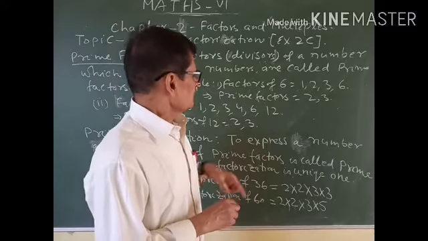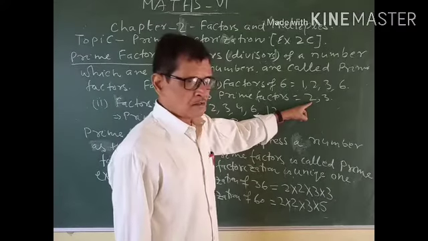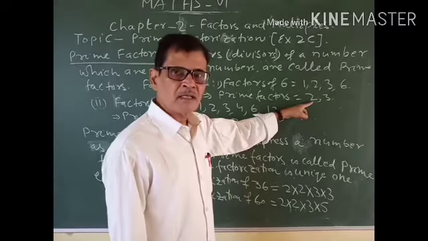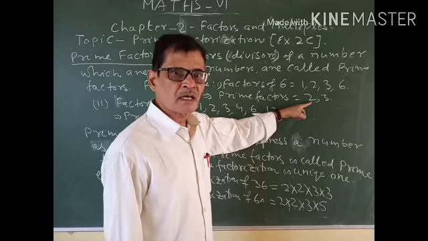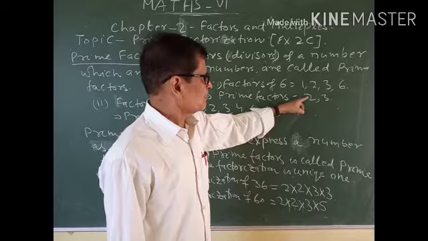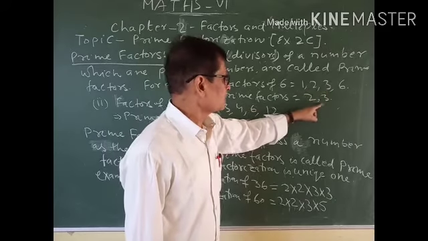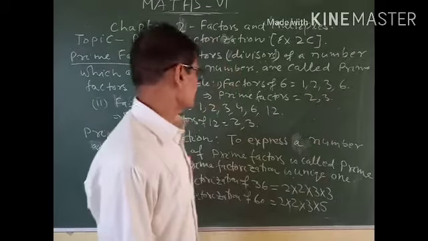Secondly, a prime number is not divisible by any number except 1 and itself. So 2 and 3 are prime factors of 6.